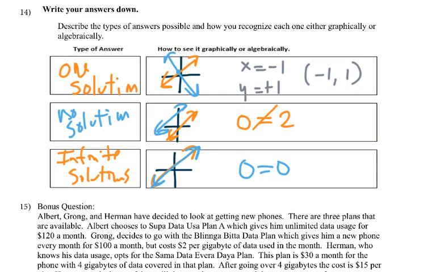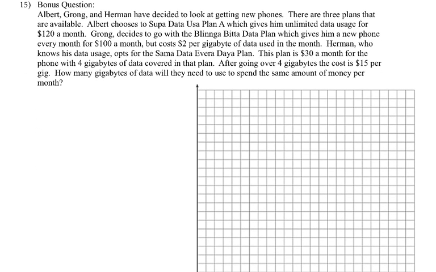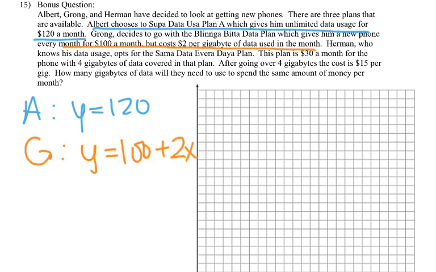Okay. So last one, bonus question. Albert, Grong, and Herman have decided to look at getting new phones. There are 3 plans that are available. Now, I'm almost running out of time, so I'm going to be quick on this. The first one is just $120 a month, flat fee. So Albert would be y equals 120. Grong has a different one, and he goes for $100 a month plus 2 per gigabyte of data used in the month. So we get y equals 100 plus 2x, where x represents the number of gigabytes of data usage.